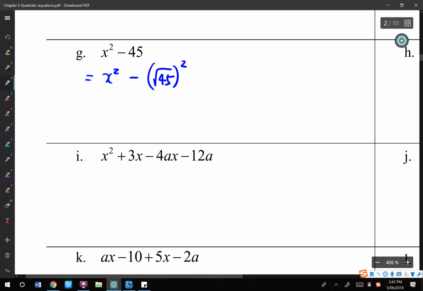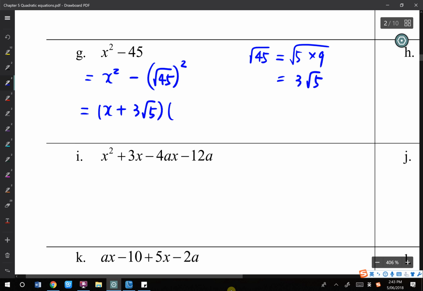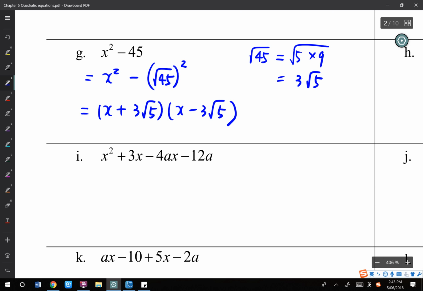So that will give me, well, root 45 is root of 5 times 9. So that's 3 root 5. Okay, that's 3 root 5. X plus 3 root 5 and x minus 3 root 5. Okay, that's how you use difference of perfect square. So it's x plus root 45, x minus root 45.